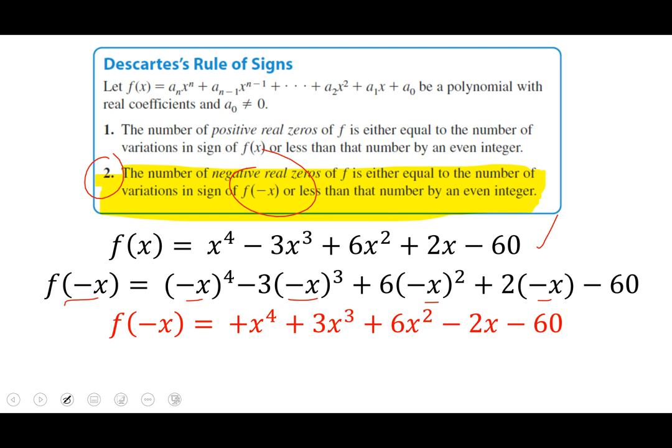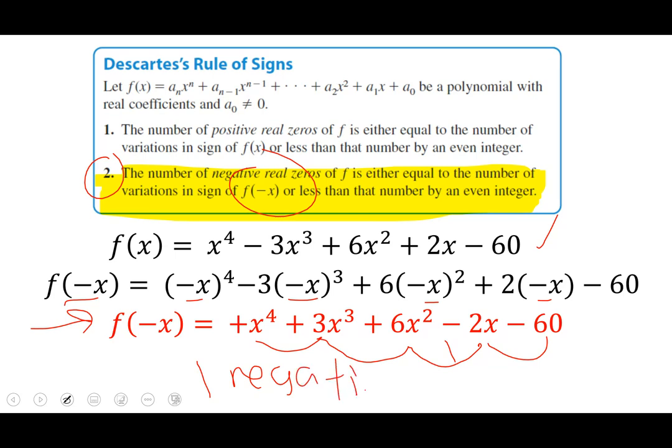Then I have to go ahead and actually do the calculations. So when I do negative x to the fourth, that turns back positive. Negative 3 times negative x cubed would change to a positive 3x cubed. Then when I square it, I get a positive 6x squared, followed by a negative 2x, followed by a negative 60. So now that I have calculated f of negative x, I'm going to go ahead and count the sign changes. So from a positive to a positive, nope, nope, there's 1, and that's it. So the fact that there is only 1 sign change means that there has to be 1 negative real solution.